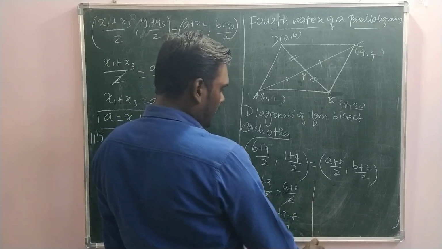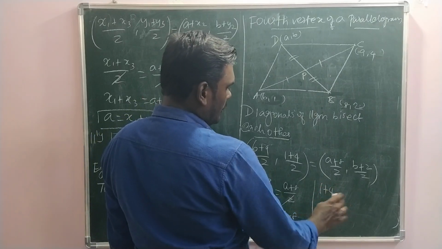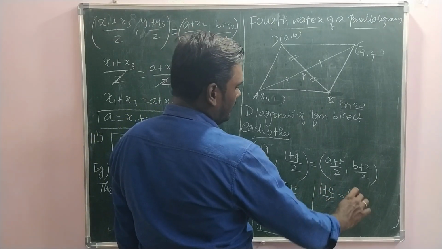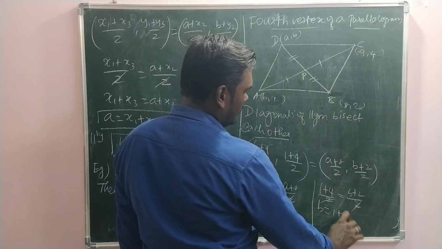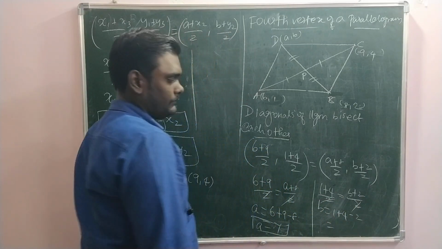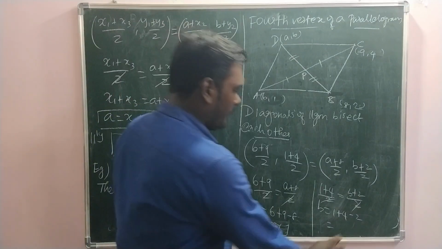And then B: (1 plus 4) by 2 is equal to (B plus 2) by 2. The 2 by 2 cancels. We have B is equal to 1 plus 4 minus 2. 1 plus 4 is 5, 5 minus 2 is 3.